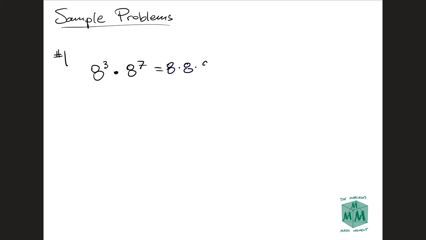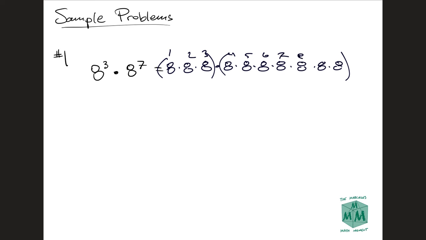8 cubed is 8 times 8 times 8. So I have 8 cubed times 8 to the 7th. That's a lot of 8s. I should have picked a better problem. That's already 5. I'm going to lose count if I'm not careful. 2, 4, 6, 8. One too many. Told you I was going to lose count. So here's my 8 cubed, and here's my 8 to the 7th. How many 8s do I have here? 1, 2, 3, 4, 5, 6, 7, 8, 9, 10. I have 8 multiplied together 10 times. Well, if I'm going to write this in exponential form, it's going to be 8 raised to the 10th power.